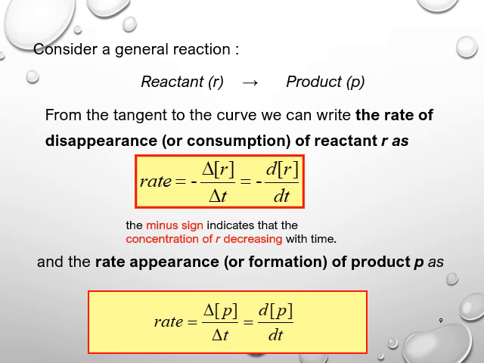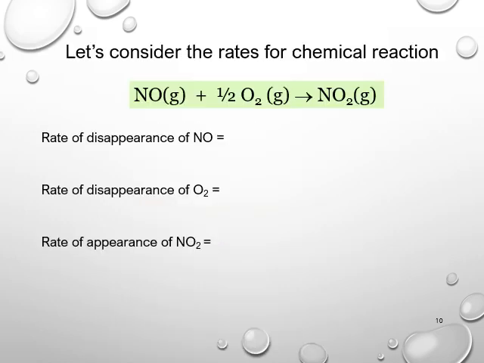Consider a general reaction. Reactant R is to form product P. So from the tangent to the curve, we can write the rate of disappearance or rate of consumption of reactant R as rate equals to negative delta R over delta t, where the minus sign indicates that the concentration of R is decreasing with time, and the rate of appearance or rate of formation of product P as rate equals to delta P over delta t. Let's consider the rate for this chemical reaction.